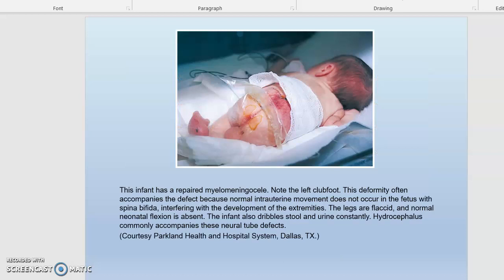Here's a picture in your textbooks of this infant who has had a repaired myelomeningocele, and it says to note the left club foot. The deformity often accompanies the defect because normal intrauterine movement does not occur in the fetus with spina bifida.